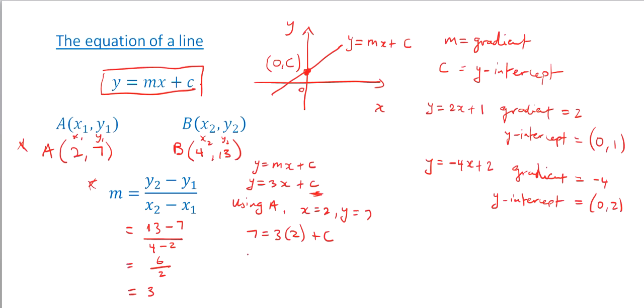So we have 7 is equal to 6 plus c, right? So 7 minus 6 is equal to c. So therefore 1 is equal to c, or c is equal to 1. So therefore the final answer, which is the equation of the straight line, will be y is equal to 3x plus 1. Okay, so we worked out the gradient using our formula for gradient, and then we worked out c by using any one of the points A or B in the general form of the equation, right?